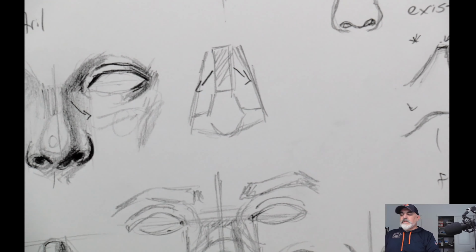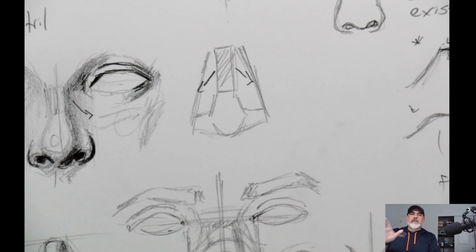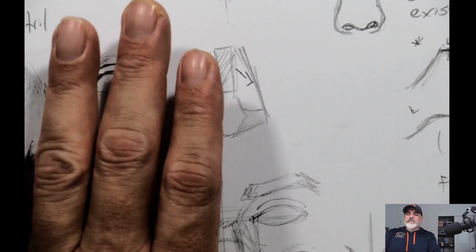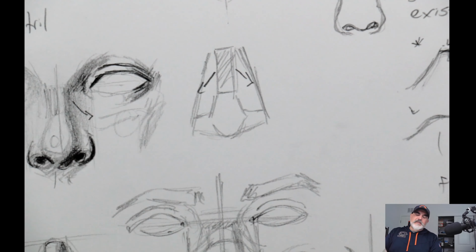So that's it. This is all we're going over today for noses. We're primarily looking at what our shapes and forms are. The next step after this is looking and seeing what noses do at a different angle.